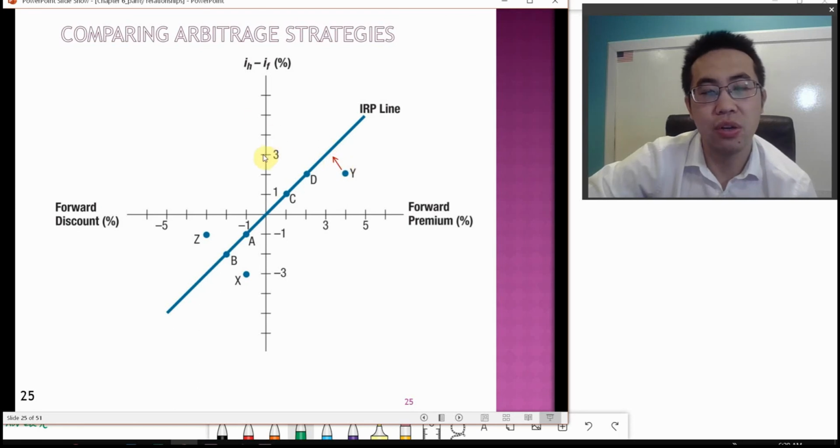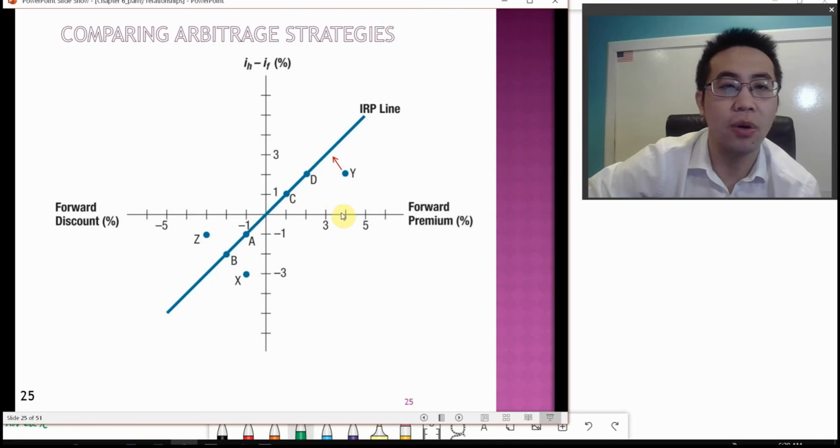So the interest rate difference may increase from 2% to 3%, and also the forward premium will decrease from 4% to 3%, reaching back to this equilibrium line. And that would also happen for point Z and for point X.